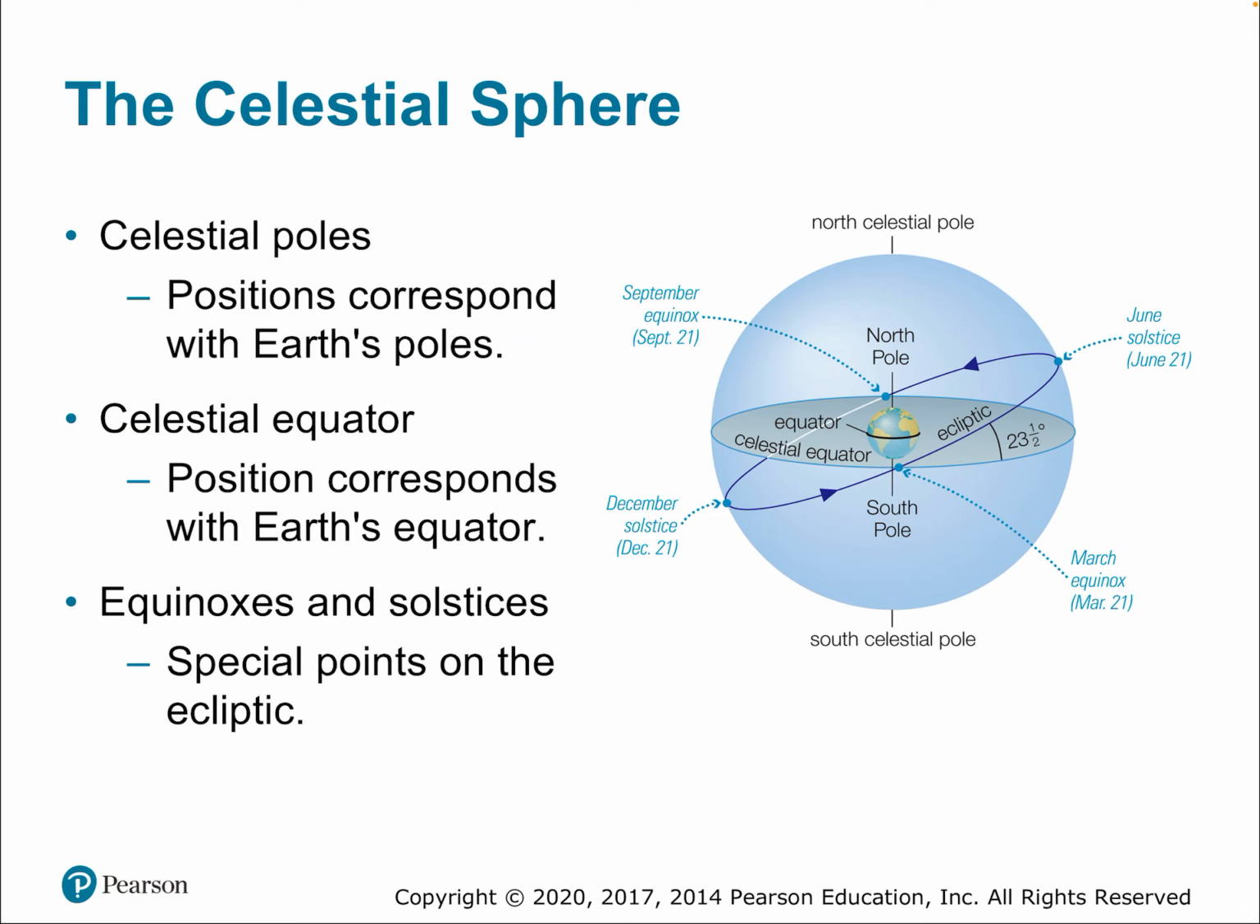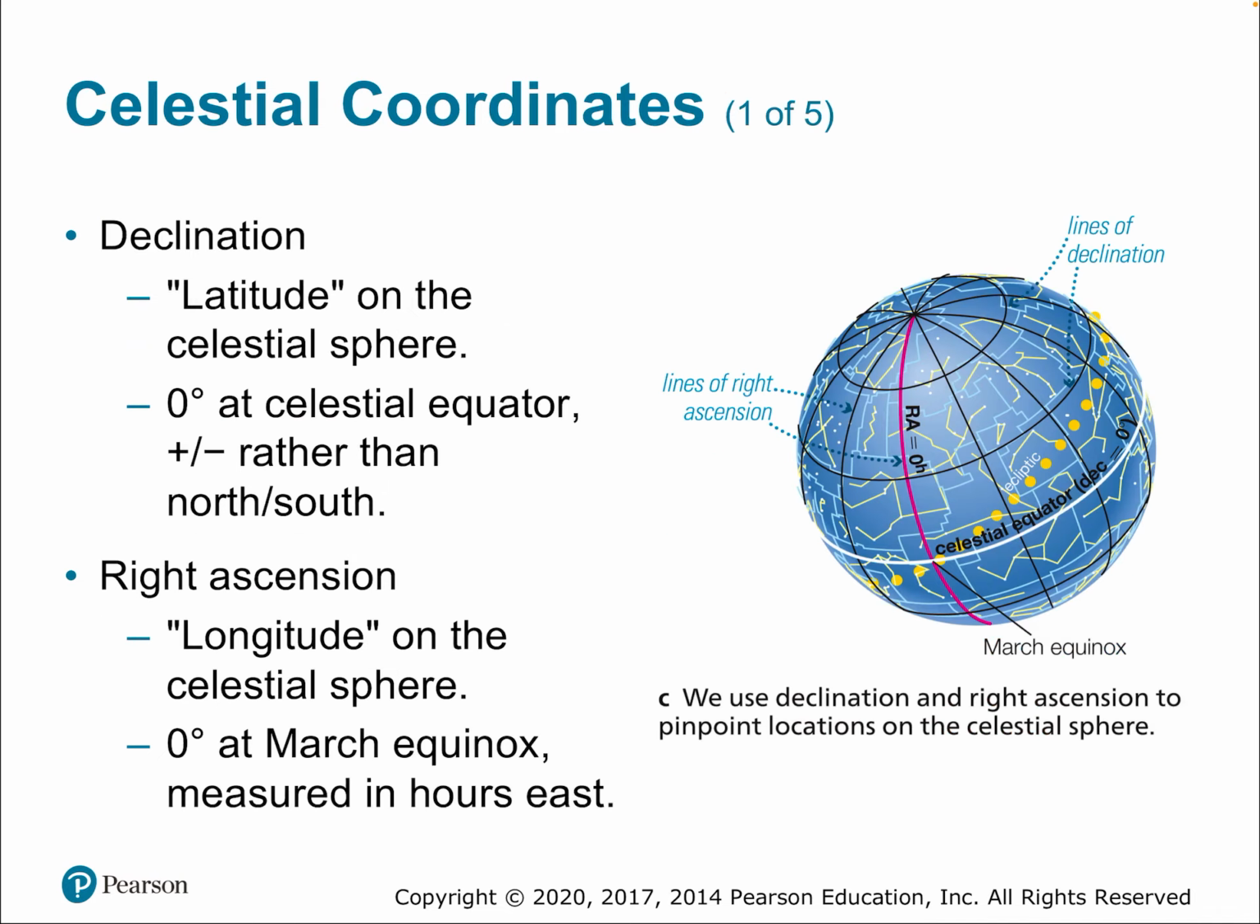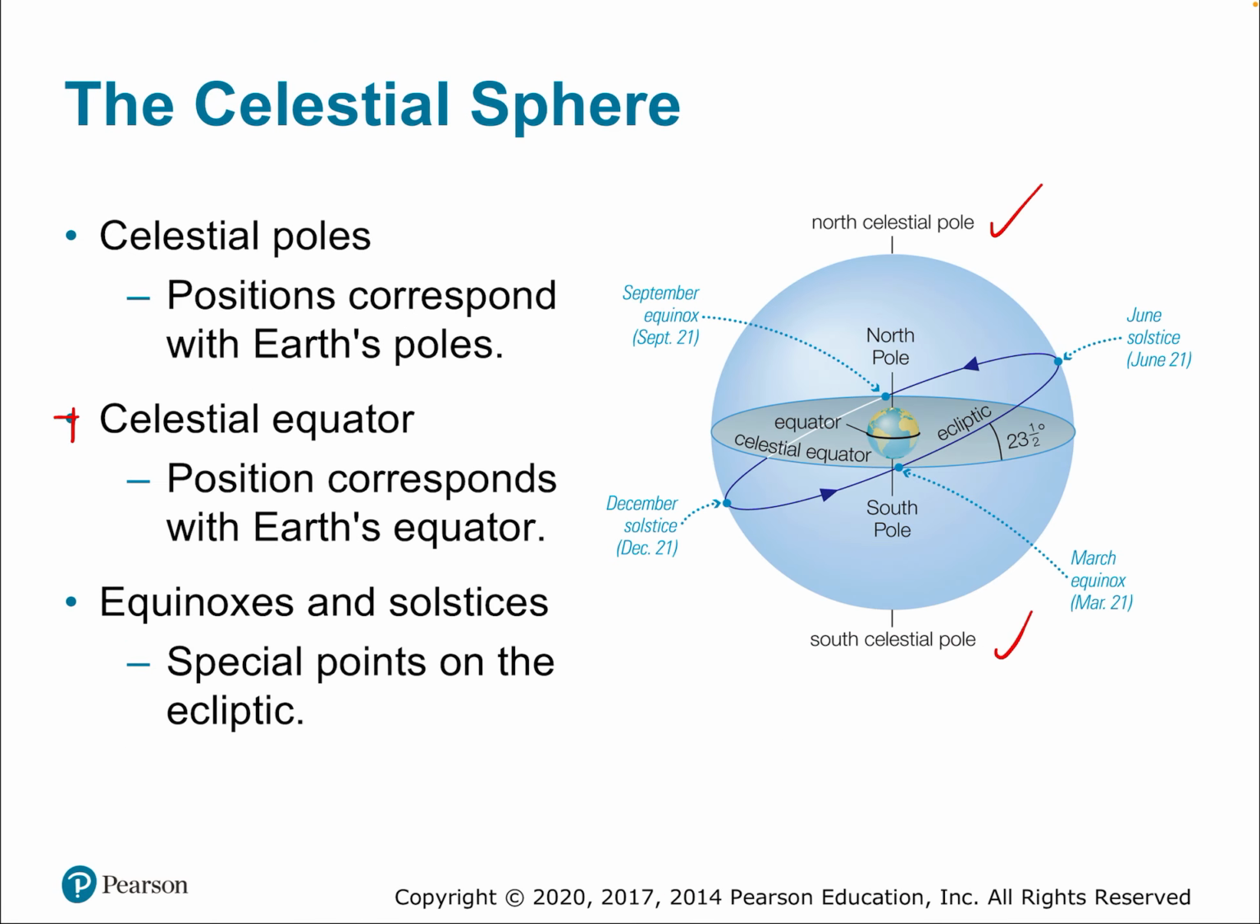Okay, so a little bit more about the terminology with the celestial sphere. There are the celestial poles. There is the celestial equator, shown right here. And we did see this terminology in a previous chapter. This is a review. There are the equinoxes and solstices.